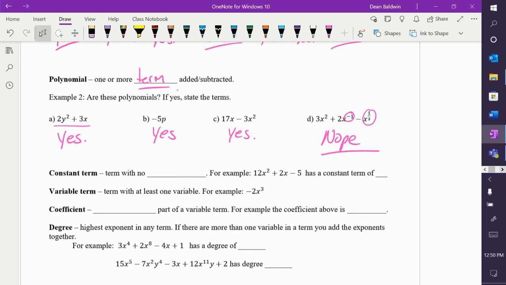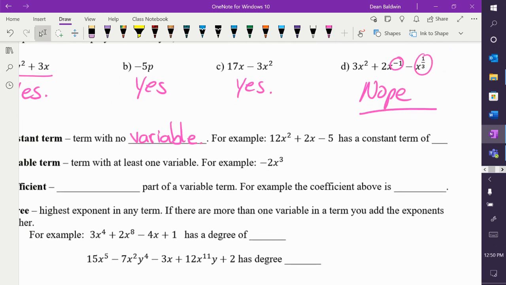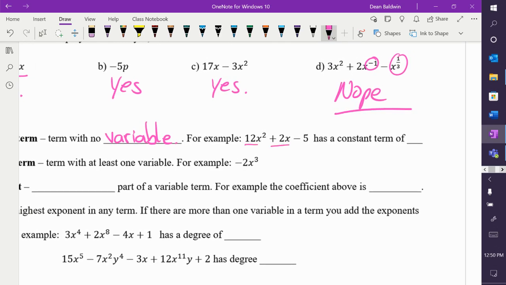The constant term. The constant term in a polynomial is the term with no variable. So in the polynomial 12x squared plus 2x minus 5, what's the constant term? Which one of these has no variable? The 5. But you always take the sign that is in front. So you would say the constant term is negative 5.